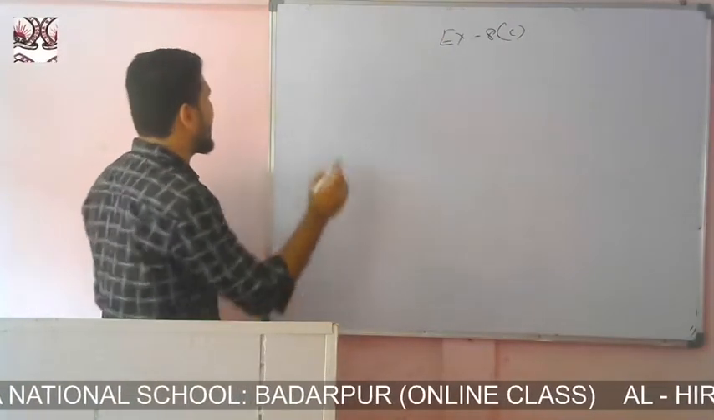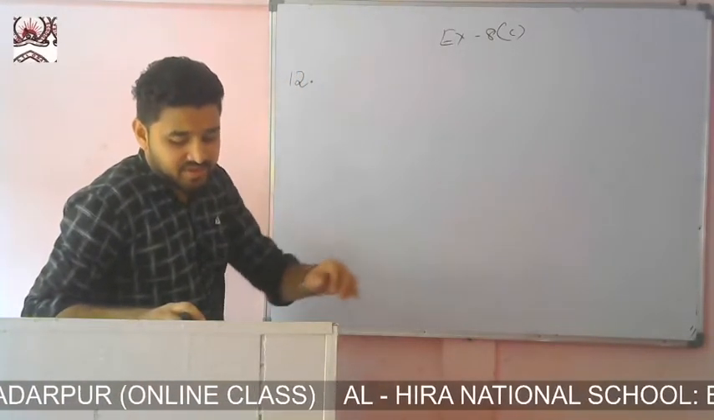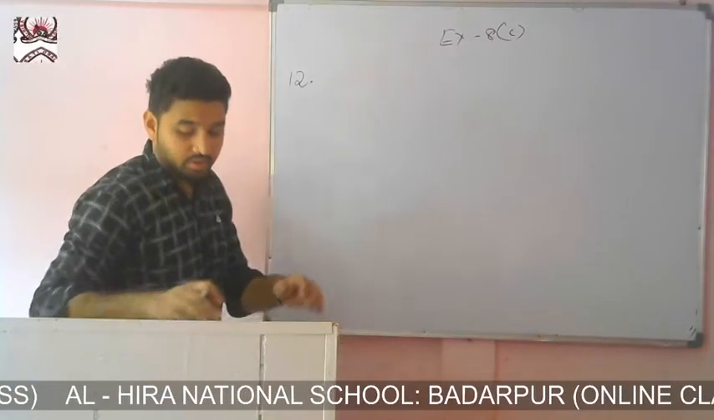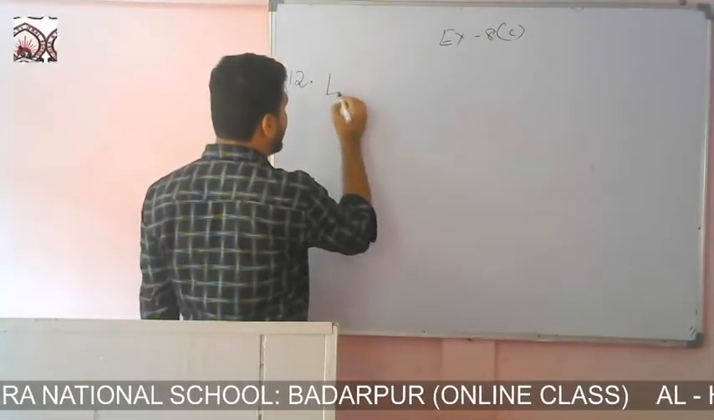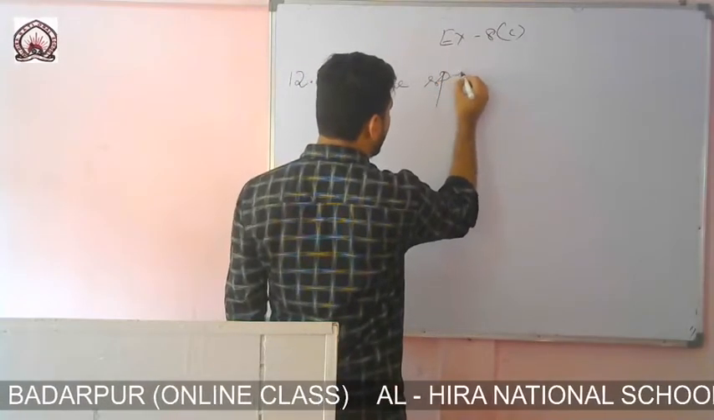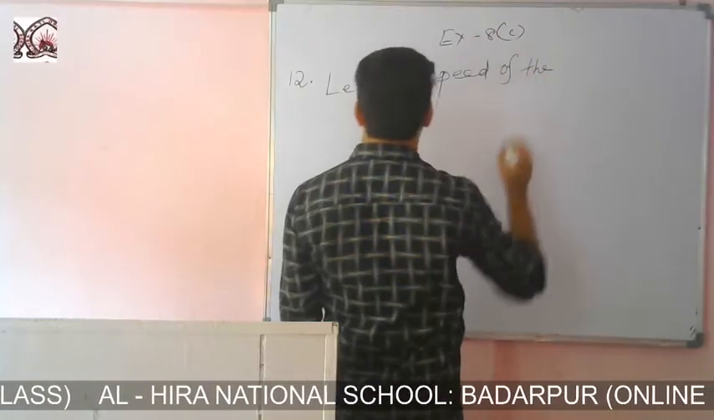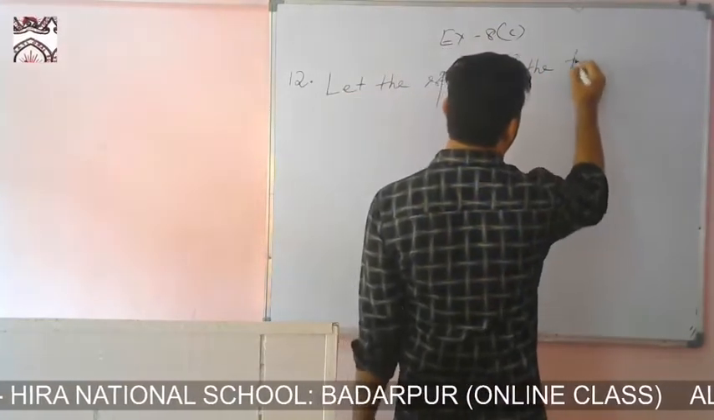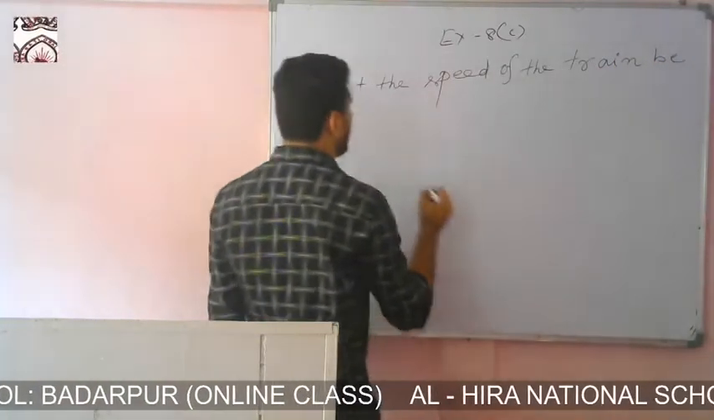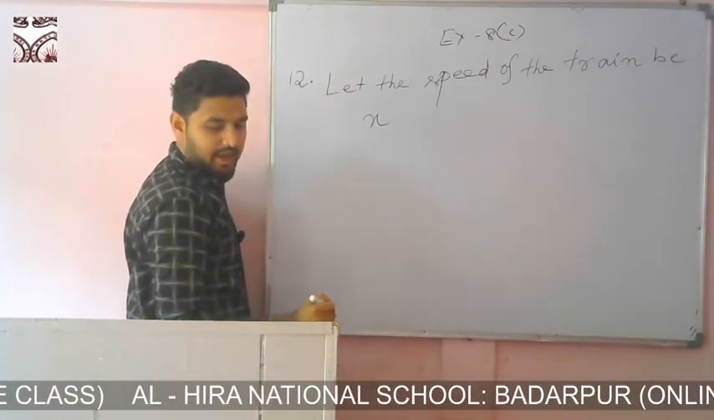Okay, so write question number 12. The question number 12 is 5 times the speed of the train is 300 km per hour. Find the speed of the train. Okay, right. Let the speed of the train be x. Okay, train be x.